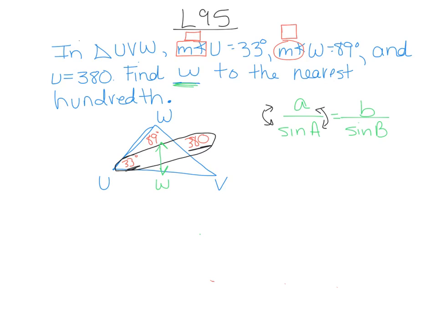So let's just set it up. We'll plug it in. So a over sine A in this case would be u over sine U. So 380 over the sine of 33 equals b over sine B would be w over the sine of angle W.